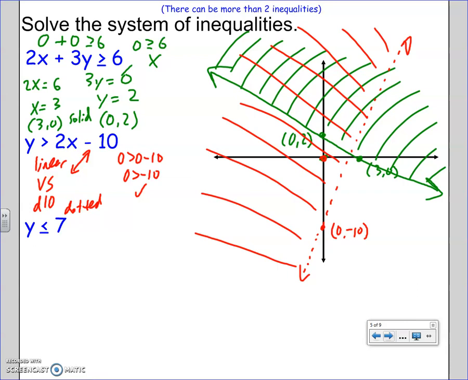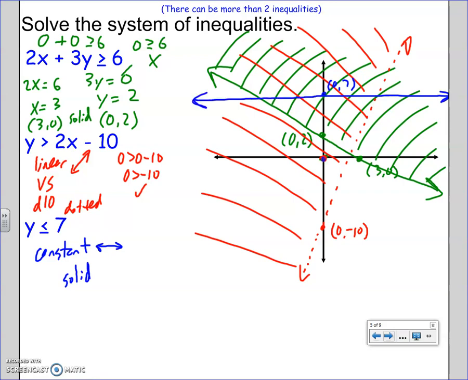Let's try another one. This last one's constant. It's y equals, so it's actually sideways. So I'm going to go 7 for y. If that's 2, 7's above there. Cut 0, 7. And it's solid. So sideways line.